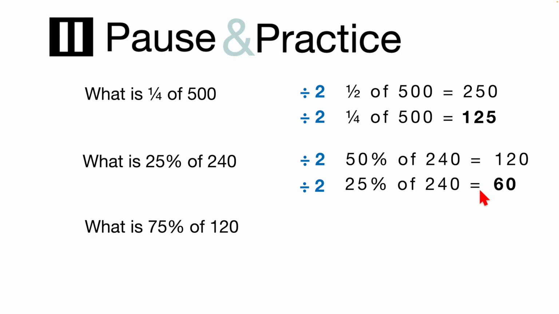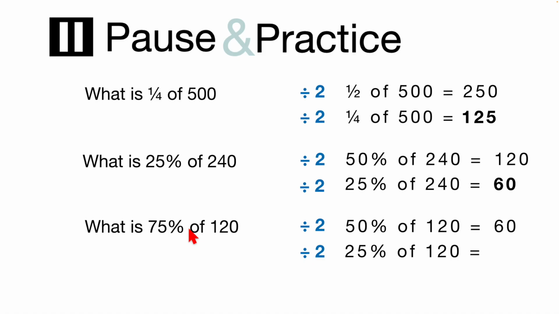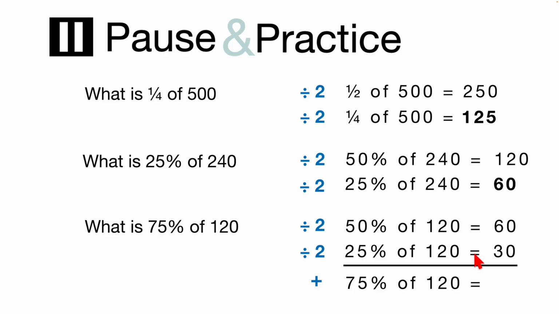Brilliant. I mean, if I multiply 6 by 4, I get 24, which is comforting. What is 75% of 120? Divide by 2, 50% of 120 is 60. Divide by 2 again, 25% of 120 is 30. Add them. 75% of 120 equals 90. That's got to be easier than whatever you do here. It's not going to be nice, is it? It's not going to be nice.